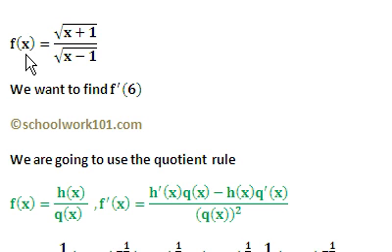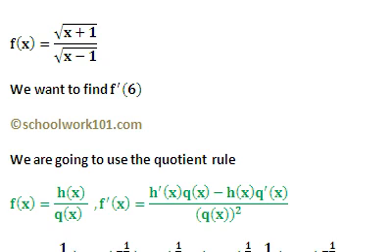Alright, well, let's look at this one here. We've got f of x is equal to the square root of x plus 1 over the square root of x minus 1, and we're going to find f prime of 6. Well, first thing we usually want to do here is rewrite this, get this out of radical form, and put it in exponential form.